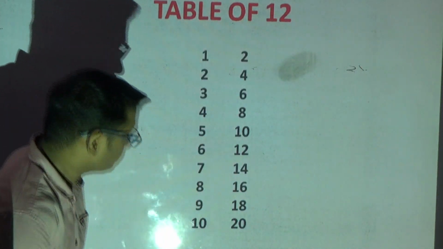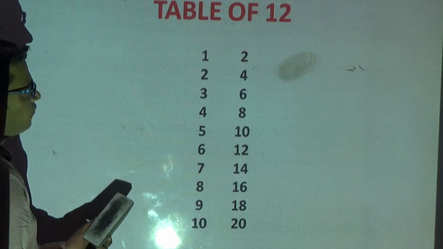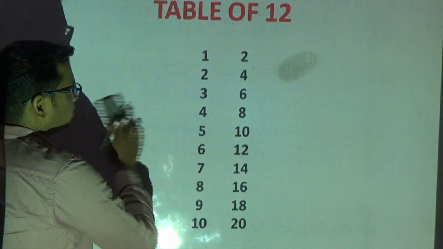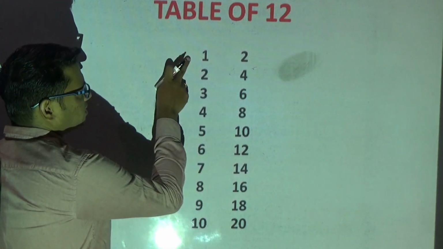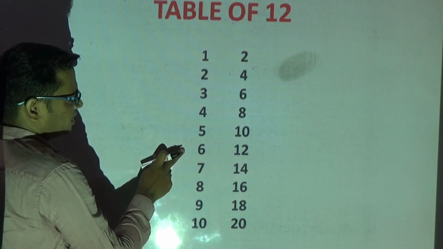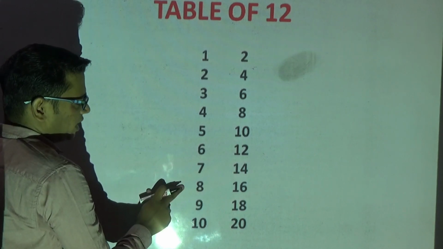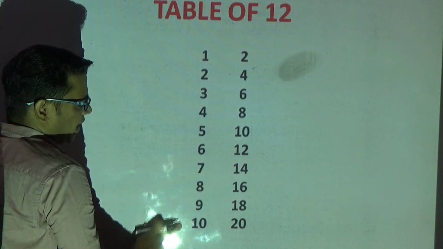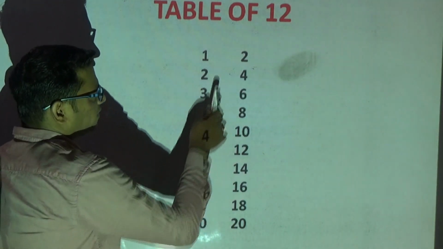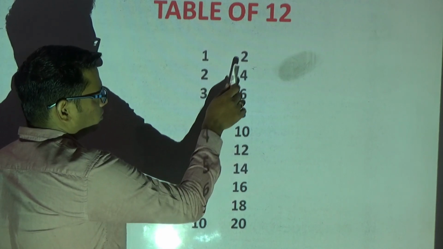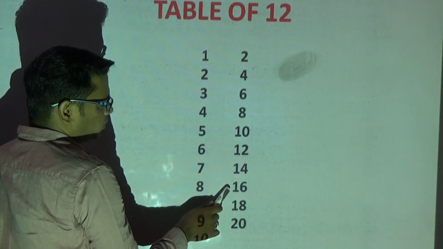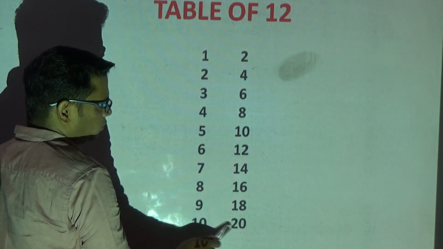Now I will explain how to construct the table of 12. Kindly observe. I know the table of 1: 1 one is 1, 1 two is 2, 1 three is 3, 1 four is 4, 1 five is 5, 1 six is 6, 1 seven is 7, 1 eight is 8, 1 nine is 9 and 1 ten is 10. And what is the end digit of 12? 2, right? So I will construct the table of 2: 2 twos are 4, 2 threes are 6, 2 fours are 8, 2 fives are 10, 2 sixes are 12, 2 sevens are 14, 2 eights are 16, 2 nines are 18 and 2 tens are 20.